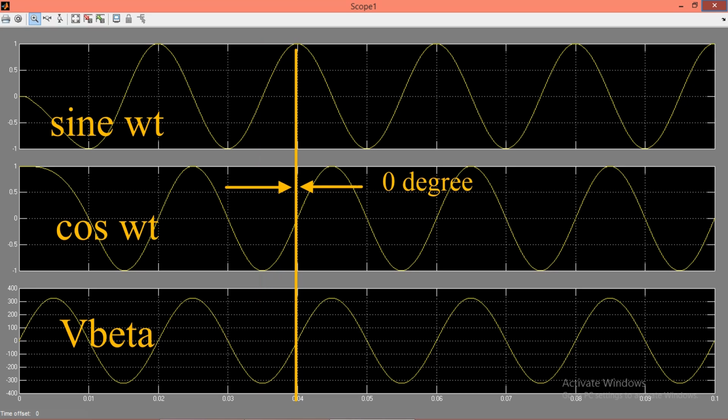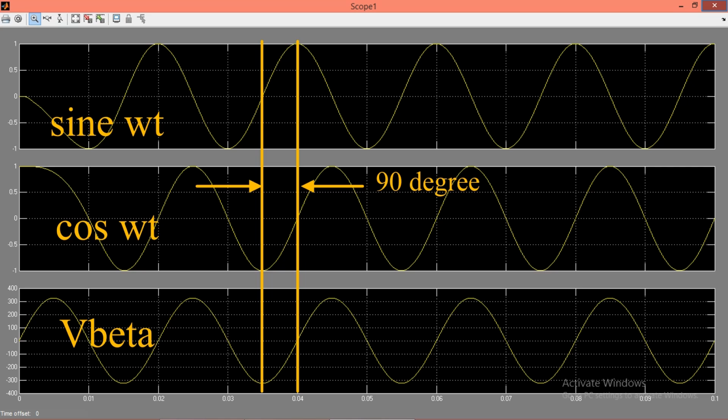V beta and cos omega t are in phase. So cos omega t can be used for generating the current reference when we send active power to the grid. V beta and sin omega t are 90 degrees apart. So sin omega t can be used for generating the current reference when we send reactive power to the grid.